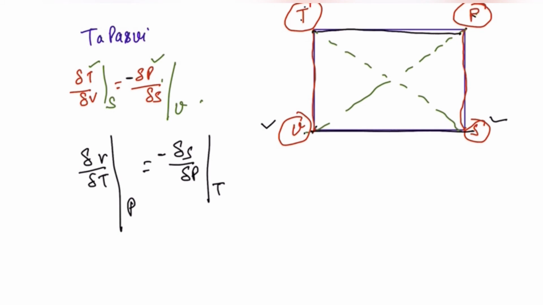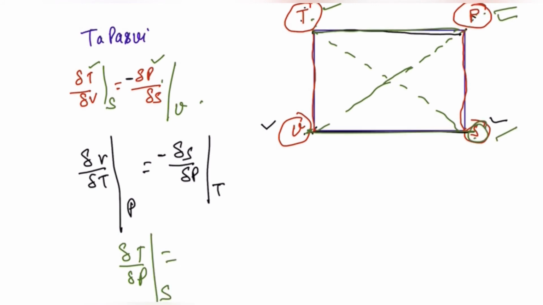Considering these two elements, I can write ∂T/∂P. Now since we are moving along this line, we take this line. Corresponding to T we have V, corresponding to P we have S. So ∂T/∂P at constant S equals ∂V/∂S, and the diagonally opposite element of V is P, so P is constant. This is equation number 3.